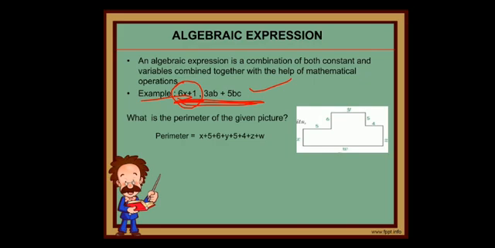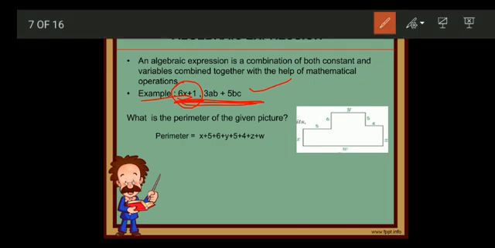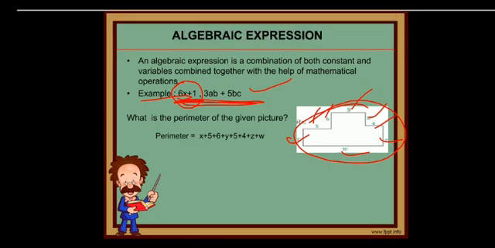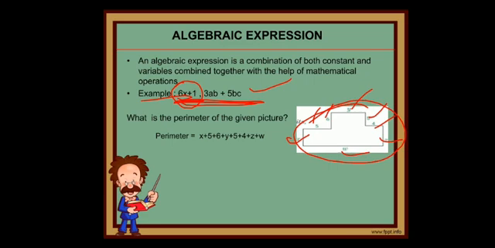Perimeter will be equal to x plus 5 plus 6 plus y plus 5 plus 4 plus z plus w. So we have added the lengths of all the sides, so this will give us the perimeter. Right. So I will group variables together and constants together. So perimeter is equal to x plus y plus z plus w.